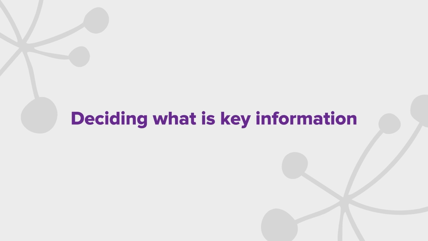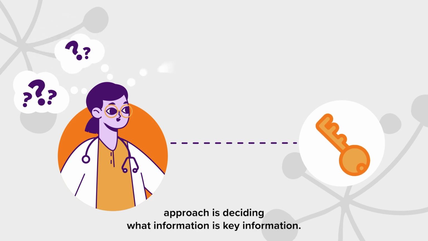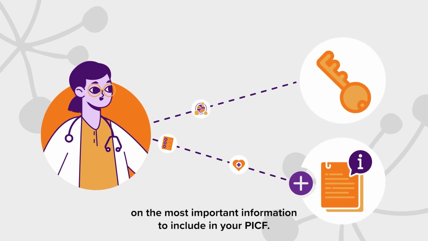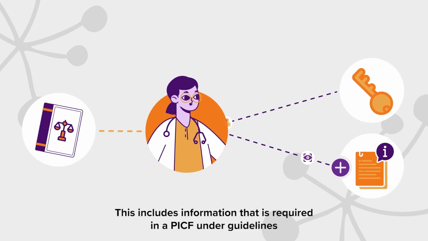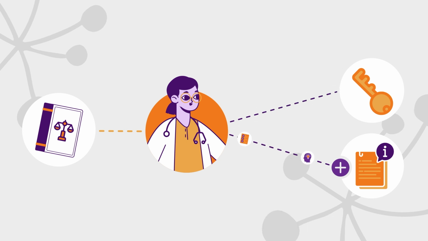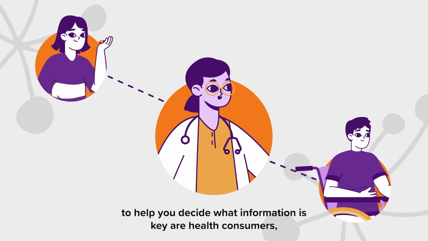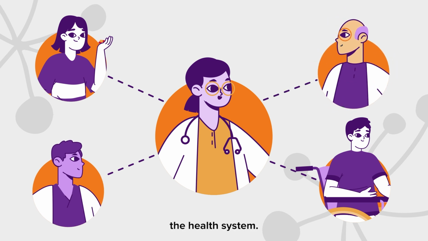Deciding what is key information. Perhaps the most challenging aspect of using a layered consent approach is deciding what information is key information. The InFORMed template has been structured to help guide you on the most important information to include in your PICF. This includes information that is required in a PICF under guidelines such as the National Statement on Ethical Conduct in Human Research. Ultimately, however, the best people to help you decide what information is key are health consumers, patients, carers, and people using the health system.